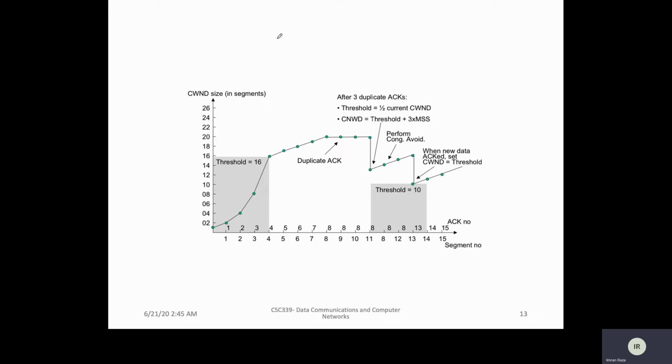And this was proposed in a variant of TCP known as TCP Reno. The picture that we have in front of us is representing TCP Reno. In TCP Reno, this phase is the same. So this phase is slow start.